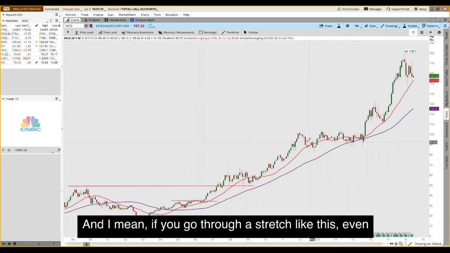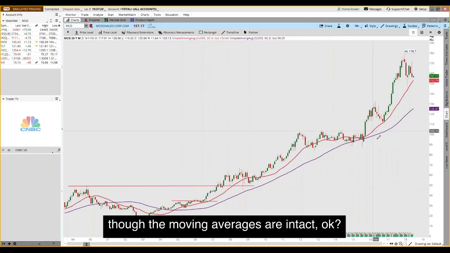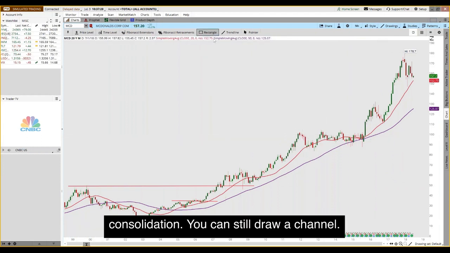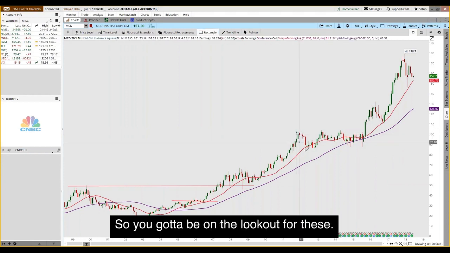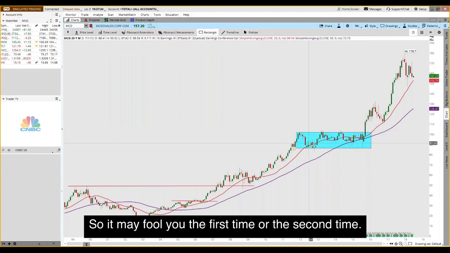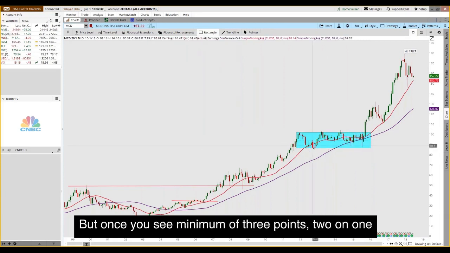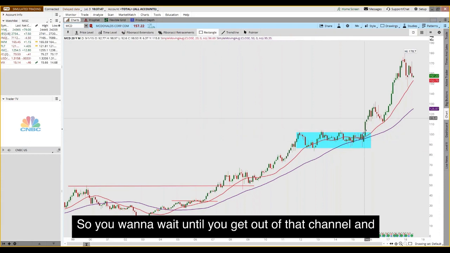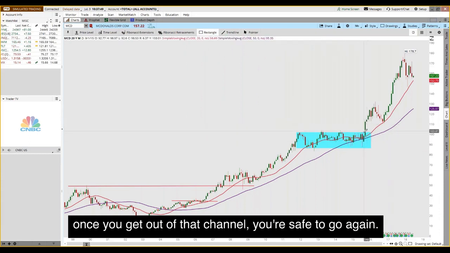And I mean, if you go through a stretch like this, even though the moving averages are intact, one over the other stacked appropriately, it's still an area of consolidation. You can still draw a channel. So you got to be on the lookout for these. It may fool you the first time or the second time, but once you see a minimum of 3 points, 2 on one side, 1 on the other, you have a channel building. So you want to wait until you get out of that channel. And once you get out of that channel, you're safe to go again.